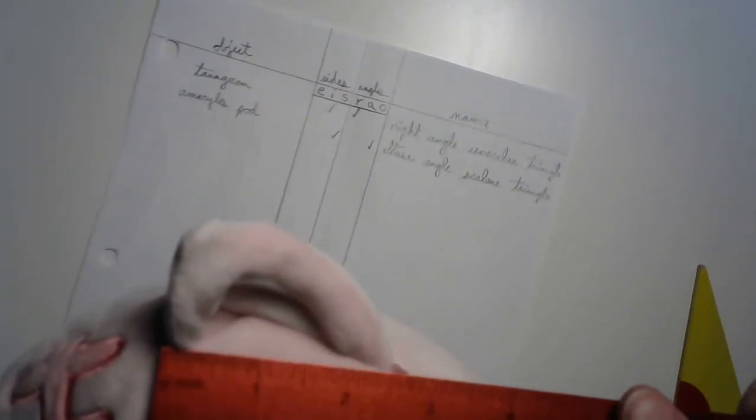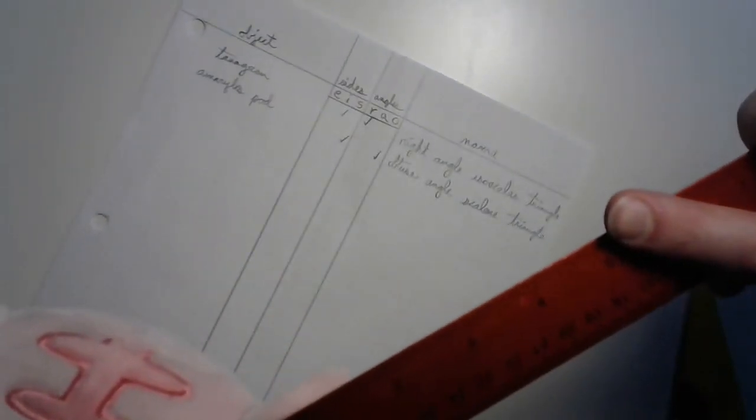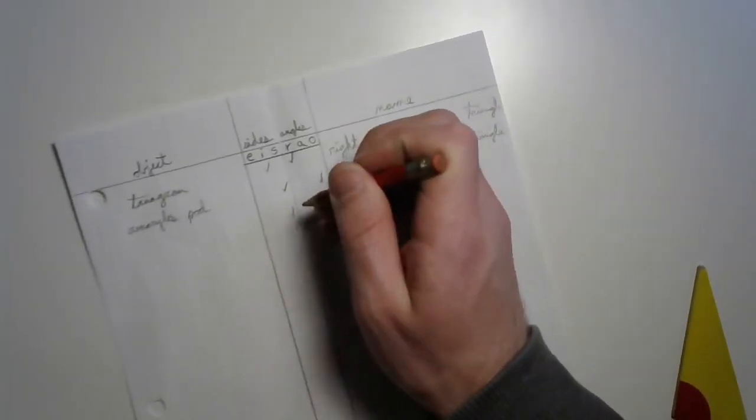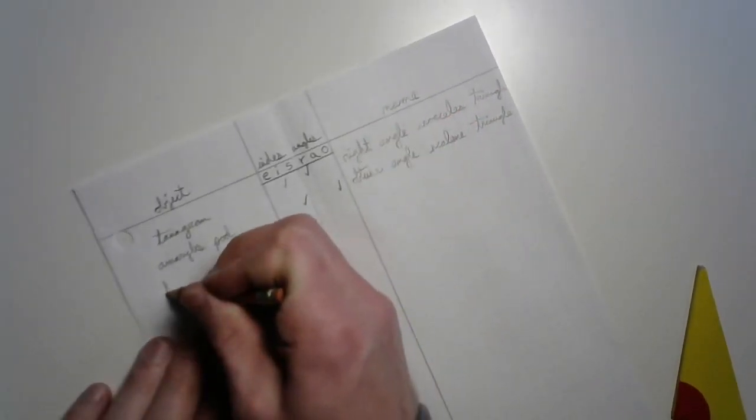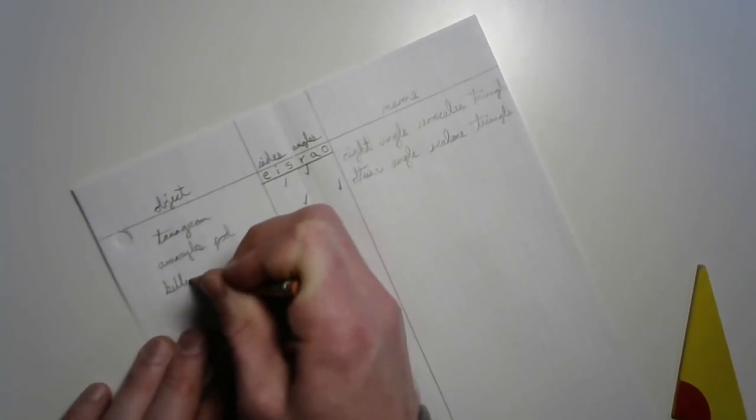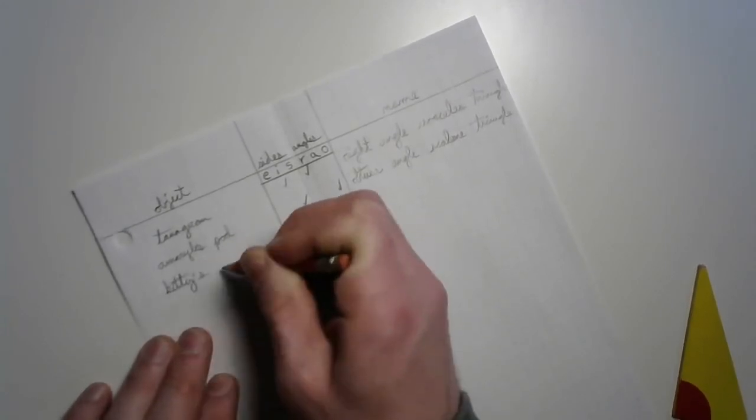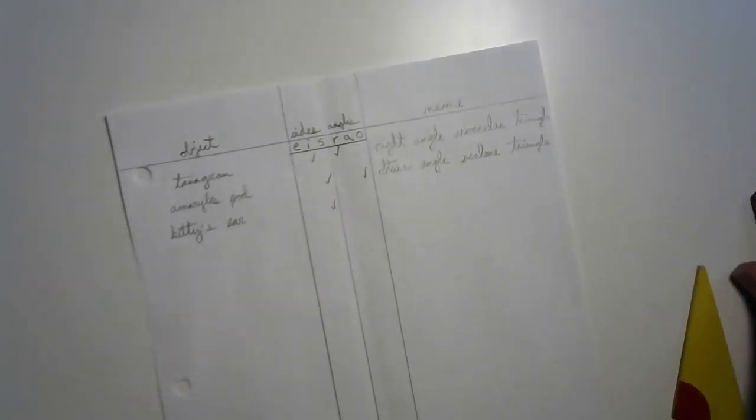Oh my gosh. Yeah, that's right. There is a triangle right there. Let's take a look at that triangle. Got about 2.5 inches. We've got about 1.5 inches. Okay, and that last side is about 3 inches. So we could definitely say that that is a scalene triangle. Kitty's ear. All right, Kitty's ear is scalene.